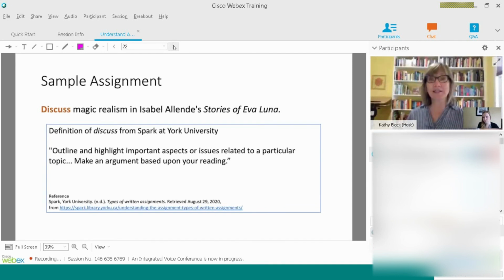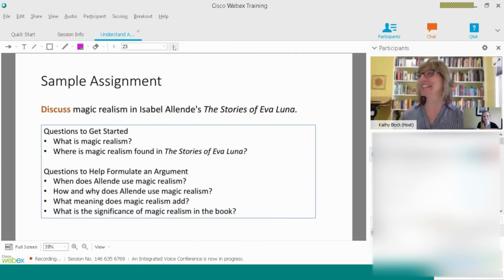So in this assignment, we should consider magic realism as the important aspect, and we should formulate an argument about how magic realism works in Isabel Allende's book. So we're actually formulating an argument. Natalie, could you advance? Yeah, here we go. That's good. To help to get to an argument, we can turn this guideline into a set of questions about magic realism. So to get me started, I might generate these first two questions on the slide. What is magic realism? Where is magic realism found in the stories of Eva Luna?